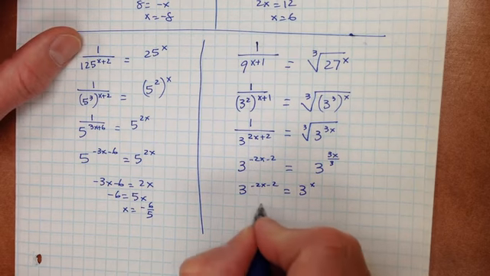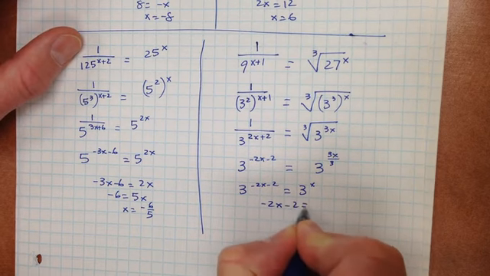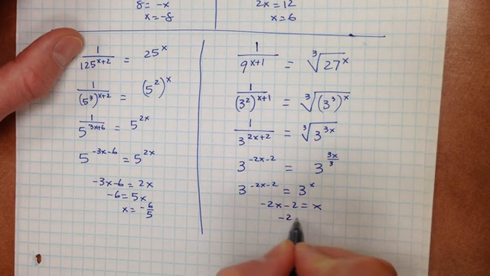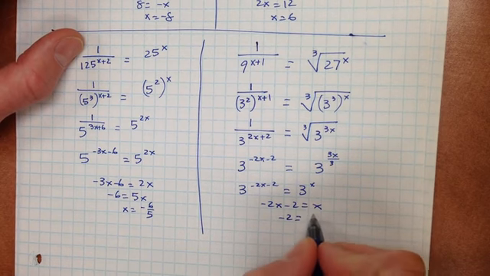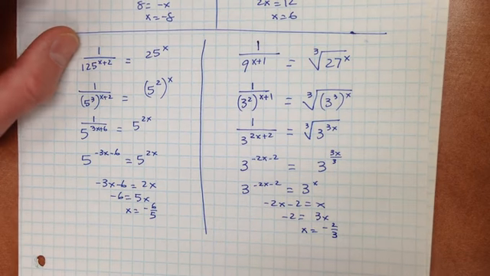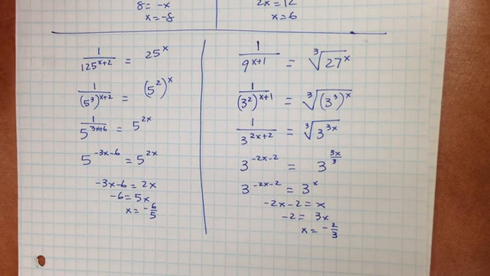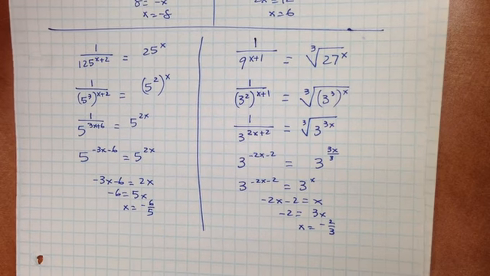Set those exponents equal. Negative 2 equals, add 2x, over 3x. x equals negative 2/3. Hopefully you're picking some of this stuff up. We're just going to keep on moving through a few more examples here.